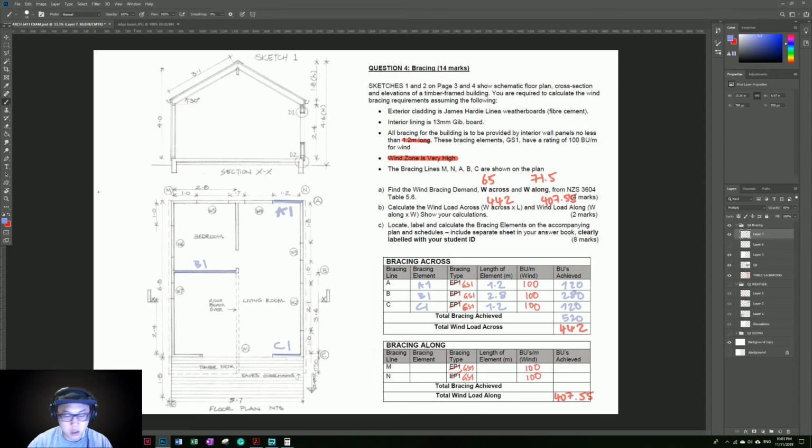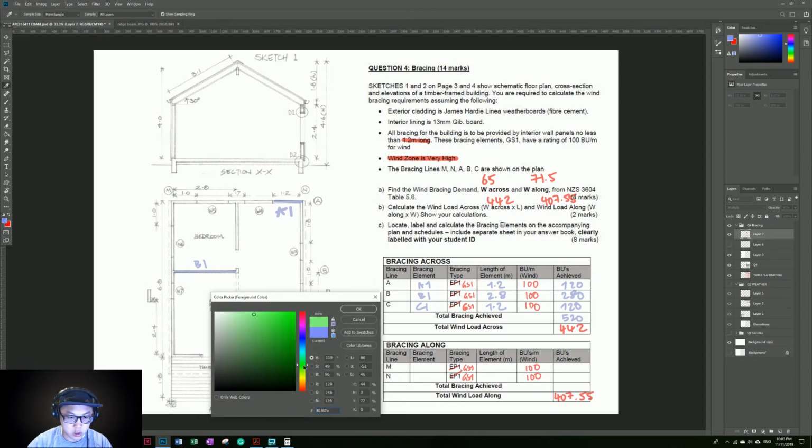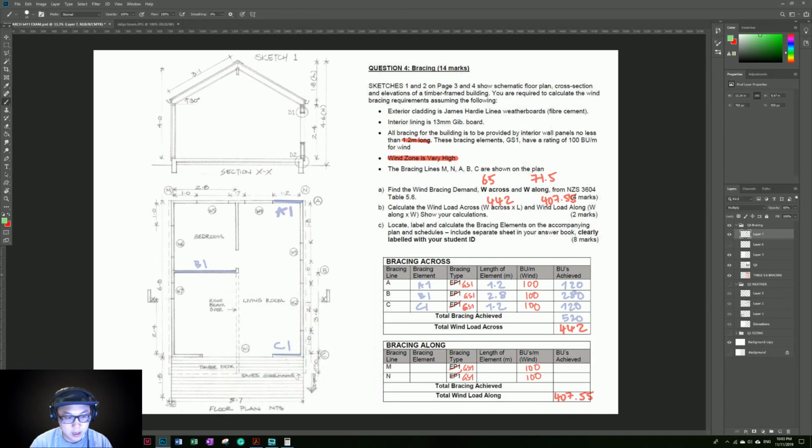Okay, and now we're going to do it the other way. I'm just going to change color. So it's on that line. We have a window there, a window here. We see that that wall is only 1 meter, so it's too small for the bracing. And here looks like the same. So the only place to have it is here. So it's 2.4, and we're going to call this one M1. So M1, 2.4.